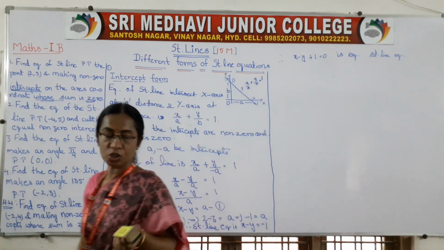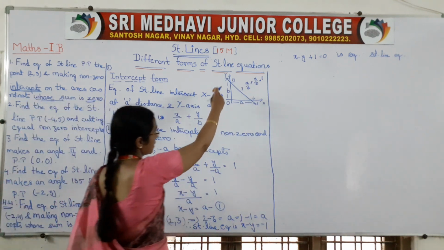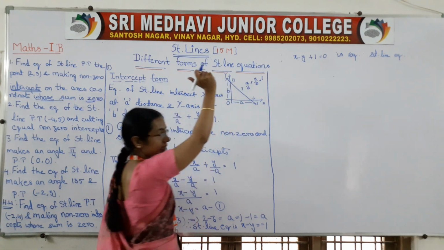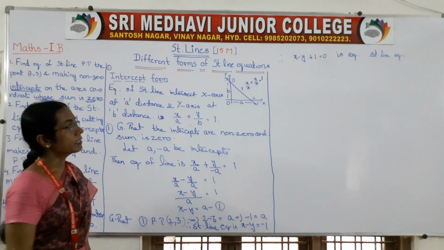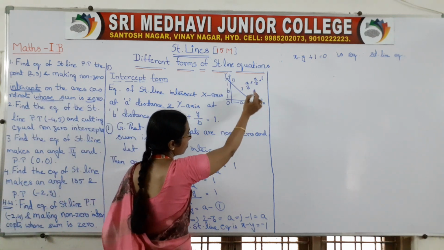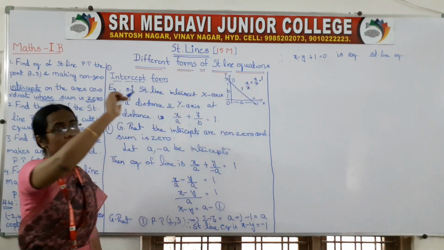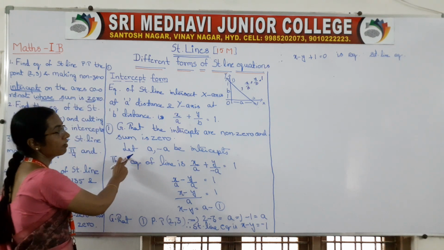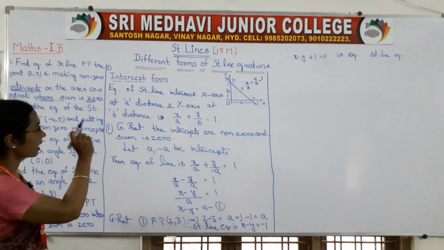This is your first question. Once again, whenever any straight line intersects the x-axis at a distance a and the y-axis at a distance b, this is called the intercept form and its equation will be in the form of x by a plus y by b is equal to 1. So now we have taken one problem based on that formula.